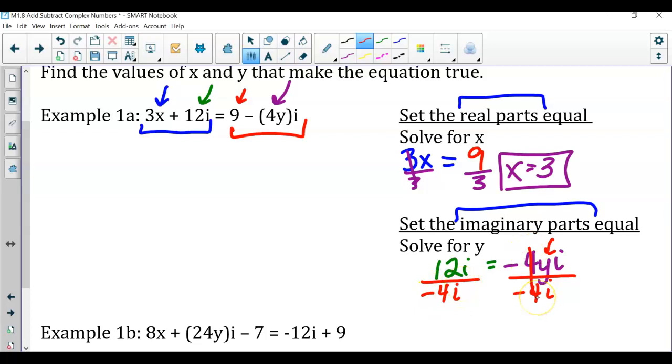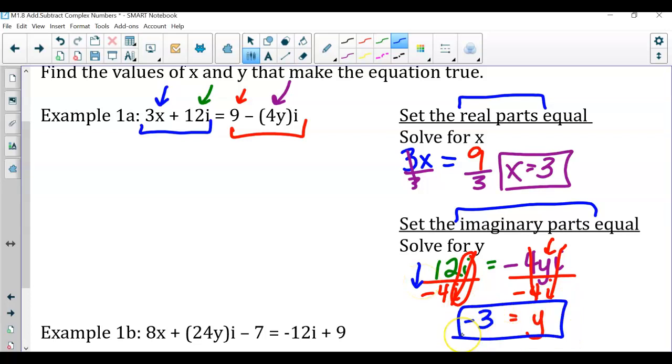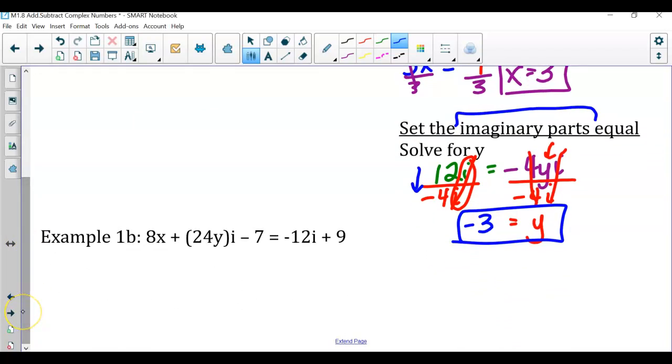Then here, that's my positive 1, since I divided by i, and the i's cancel out. So we're not going to be left with i in our answer, because i divided by i is 1. So really, we just have 12 divided by -4, which is -3. So again, to solve for x and y in these equations, make sure you identify the real parts to set them equal to each other, and the imaginary parts to set them equal to each other, and solve.